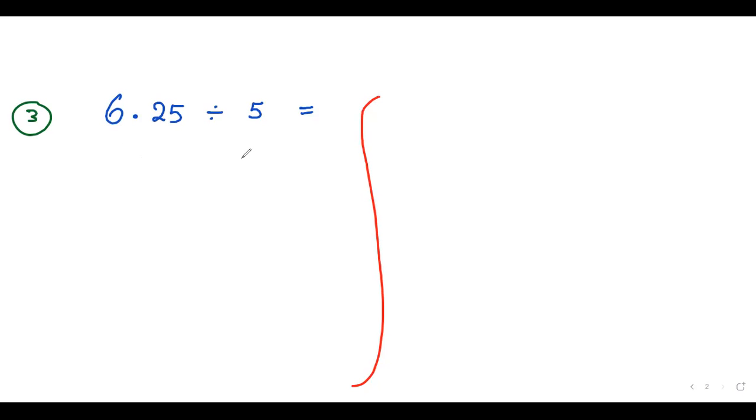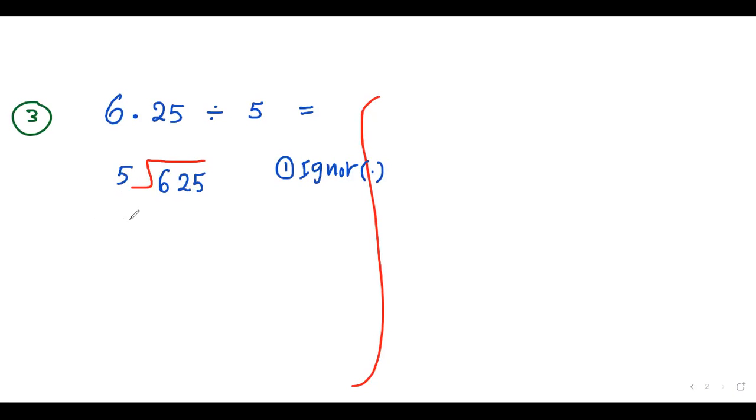Yes, first we put the divide sign, then we write 6.25. Are you sure? We're going to ignore the decimal point. Ignore the decimal point, so it doesn't count, because it gets confusing. So we're going to put 625 divided by 5.